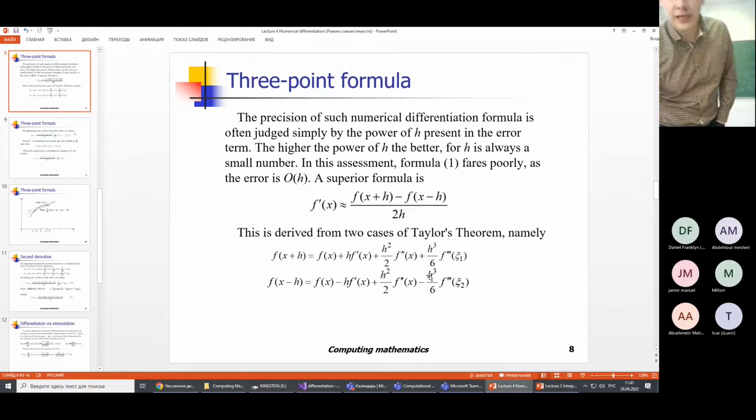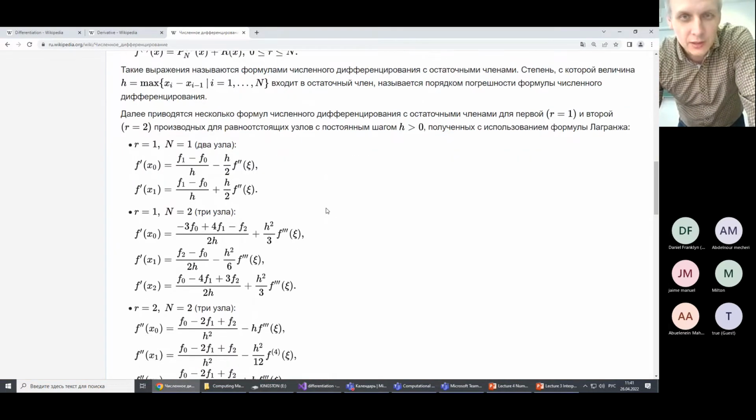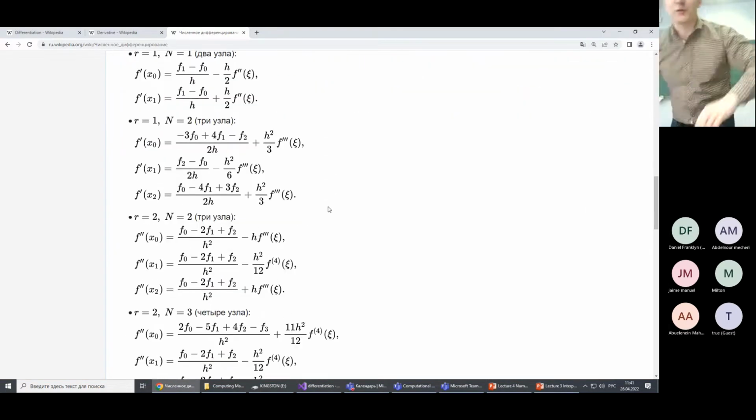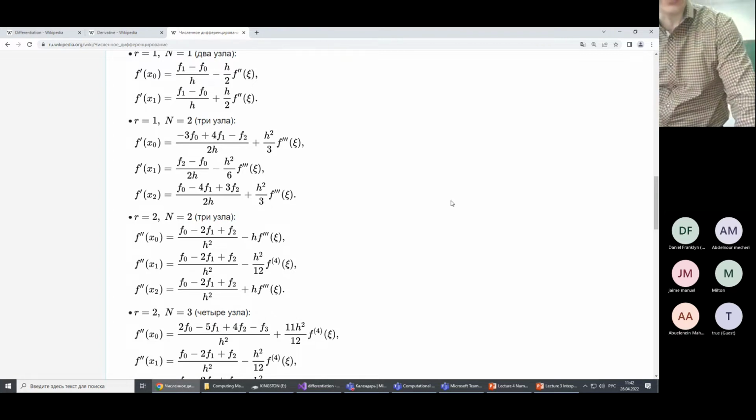Well, there are a lot of formulas that can be derived using this approach. Unfortunately, I don't know how to find it in English because I know only this page in Russian Wikipedia where all of these formulas are listed.